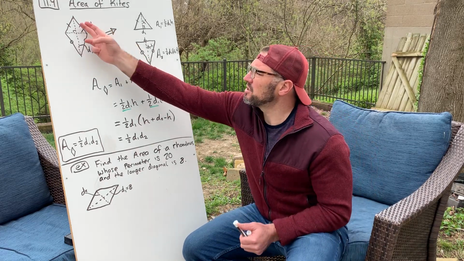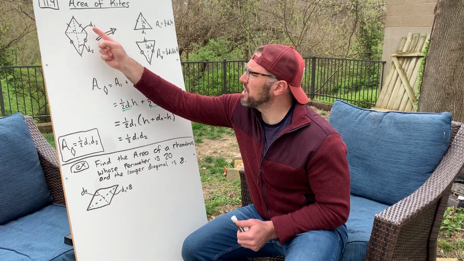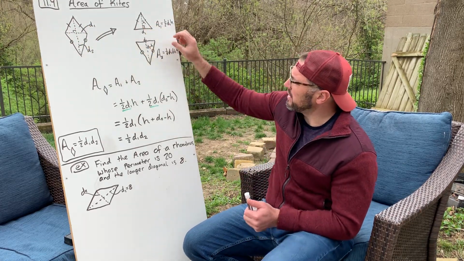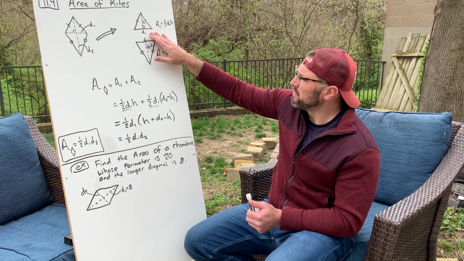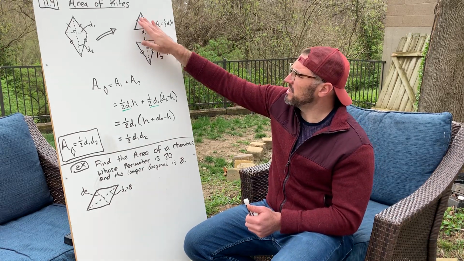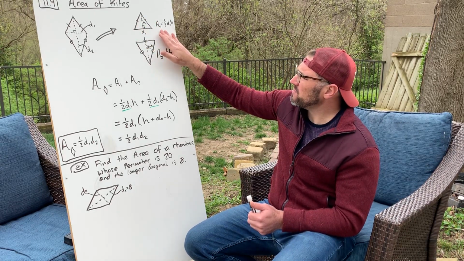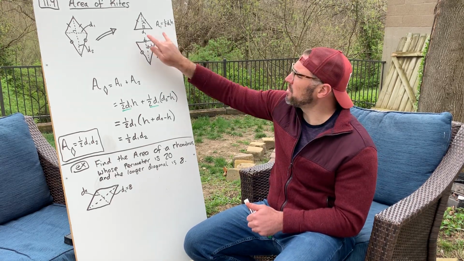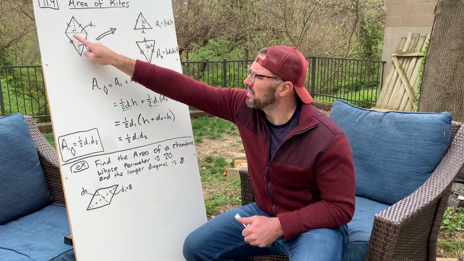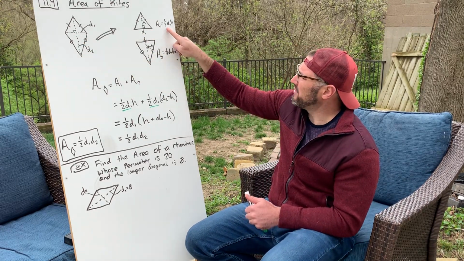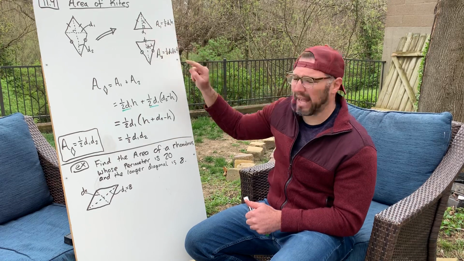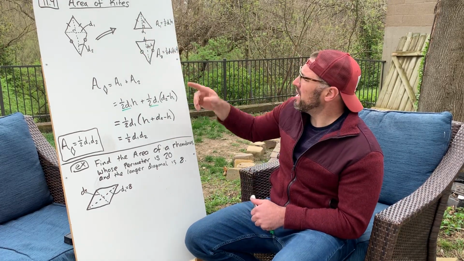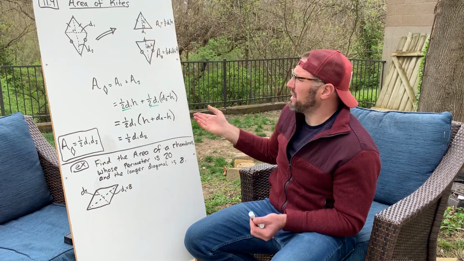Notice diagonal D1 divides the kite into two triangles, top and bottom. I've separated them for you so you can see more clearly. Let's call the area of this little triangle A1. Now the area of any triangle is 1/2 the base times height. The base of this triangle is just D1, is it not? So 1/2 D1 times the height, which I'll call H. H is just a part of D2, and I'll call it H because I don't know what it is.